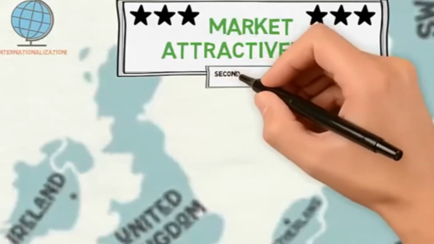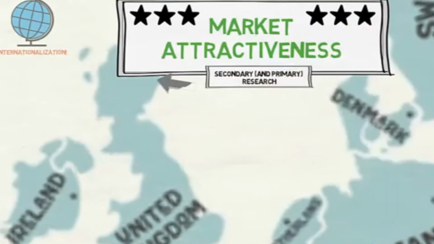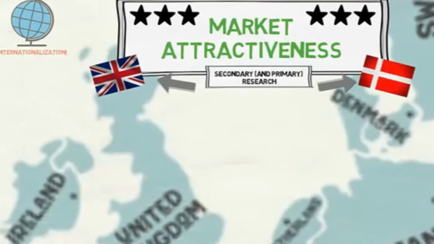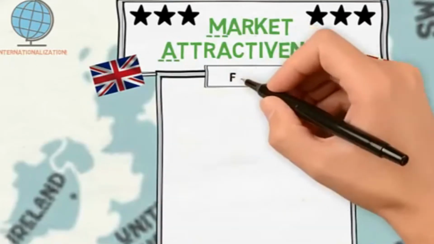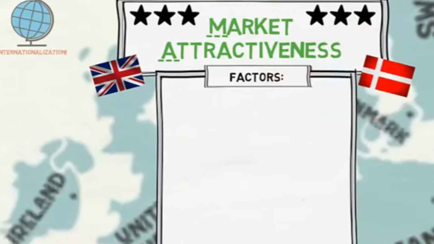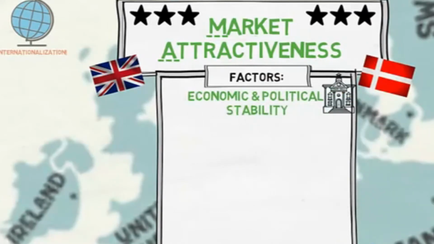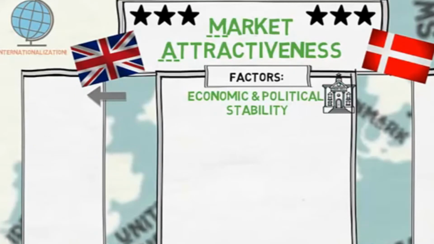We would conduct extensive secondary and primary research in order to gain valuable insights for the comparison of the two markets' attractiveness. So let us look at some of the factors we can use to compare the two markets' attractiveness. Looking at the country's general economic and political stability can provide us with knowledge about the general prospects of doing business in either country. Both countries are rated well, but the UK slightly lower, so we will give the UK 2 stars and Denmark 3 to indicate that if compared on this factor, Denmark is the most attractive.